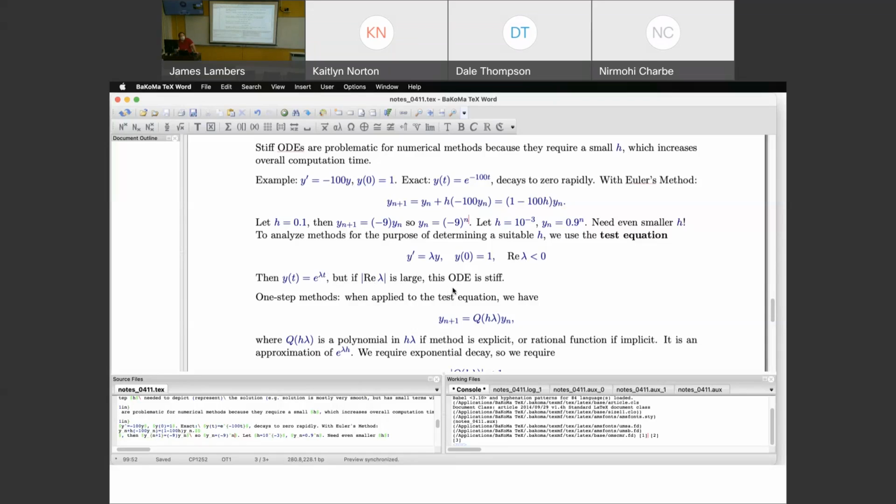But solving this ODE numerically is going to require a very small time step, much smaller than you would need to produce a proper graphical solution.